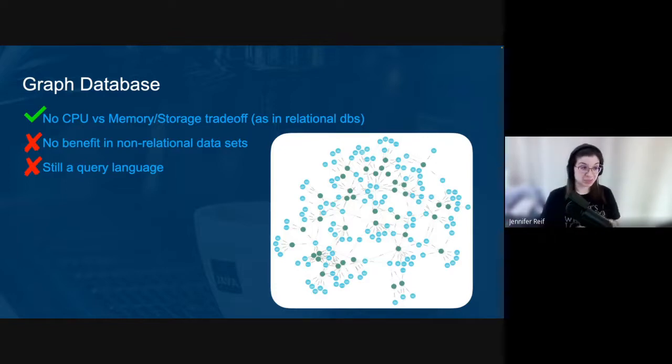The downside was that if you had a non-relational data set, so a more static, maybe not connected data set, you really weren't getting a whole lot out of using a graph database. You still do have a query language. Just my personal opinion, it's easier than SQL, and I'll mention a couple of things as we go along. But it is still a query language. You're still needing to learn a query language to interact with the database, where with a document database, you wouldn't have that quite as much.